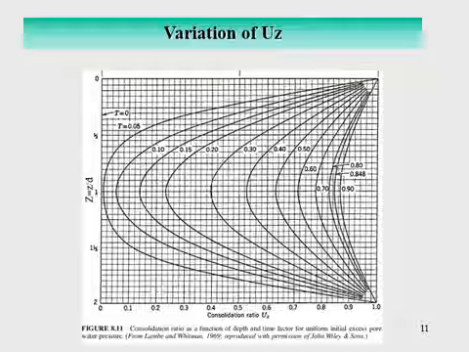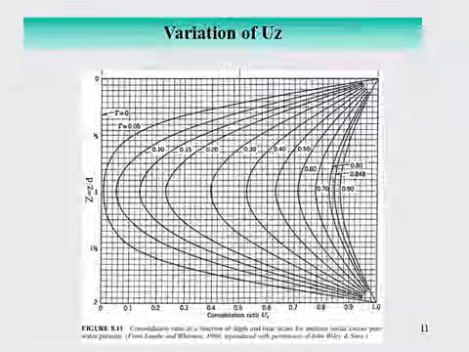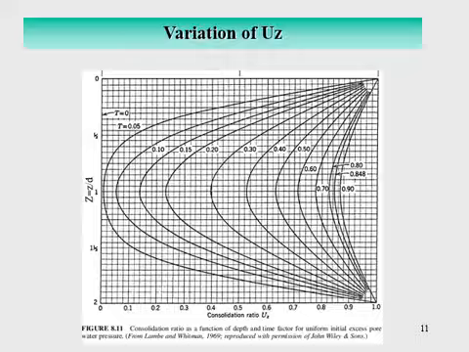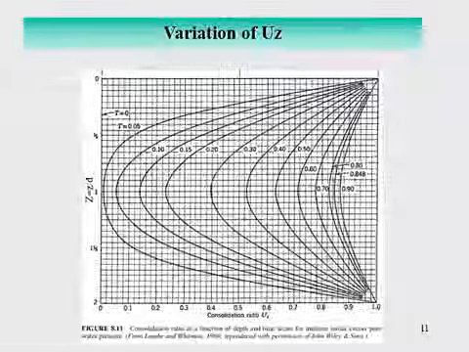And these are the isochrones. Instead of t, it is capital T, a dimensionless time factor that we would discuss in the coming slides. And these are the isochrones for different time factors. As the time progresses, the degree of consolidation Uz increases till it reaches 100%.